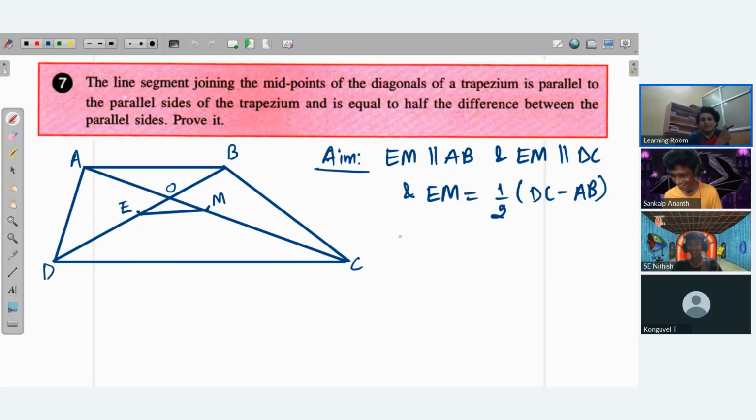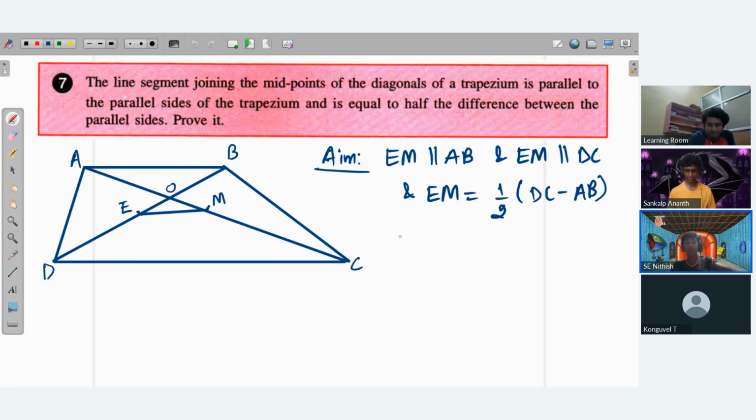Okay, tell me how. Sankalp proved that EM is parallel to DC and AB, sir. Now if we extend the line ME to the end of AD, according to the midpoint theorem, it should hit the midpoint of AD. We can take that as F. If we do the same for this side, extending the line EM to the BC side, it will reach the midpoint according to the midpoint theorem. And that means we have two line segments.